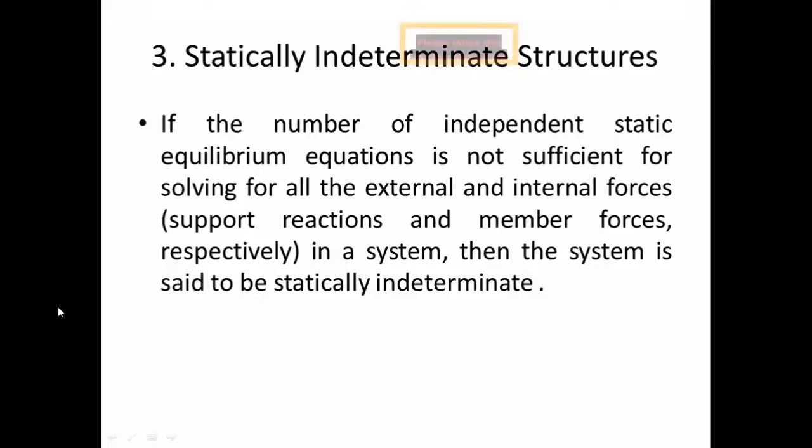In short, what is static indeterminacy? Number of reactions minus equations of equilibrium. The meaning of these lines is number of unknown reactions minus 3, because equations of equilibrium are by default 3 for beams and frames. Please remember, for beams and frames they are 3.